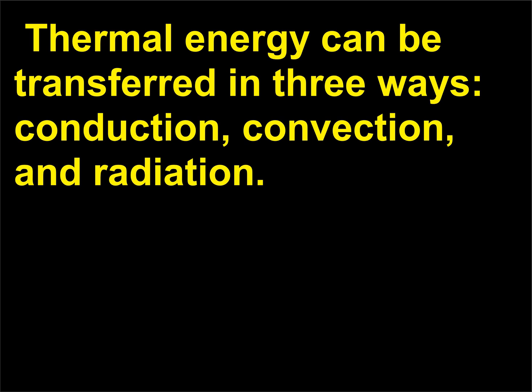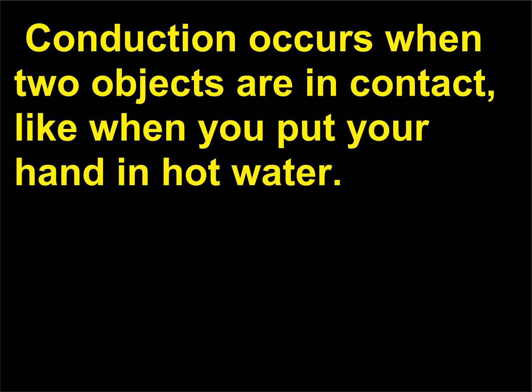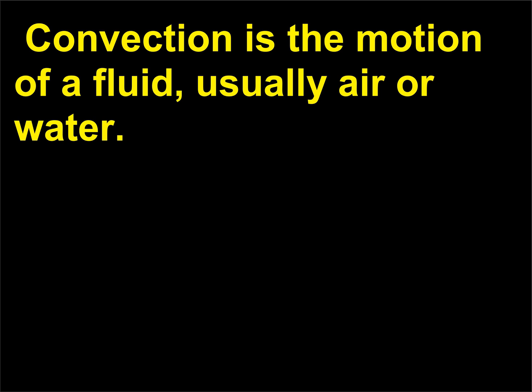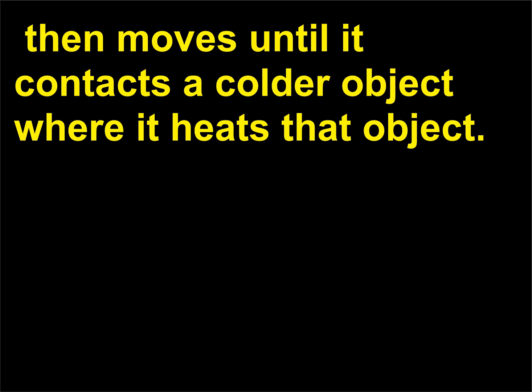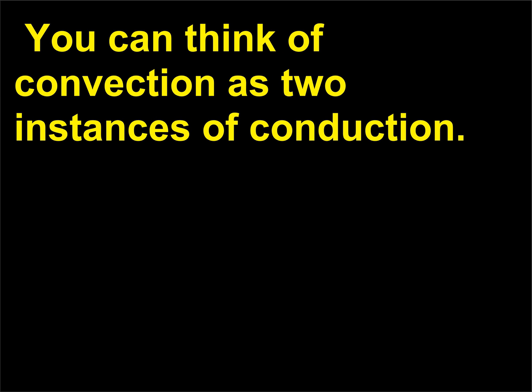Thermal energy can be transferred in three ways: conduction, convection, and radiation. Conduction occurs when two objects are in contact, like when you put your hand in hot water. Convection is the motion of a fluid, usually air or water. The fluid is heated by the hotter object, then moves until it contacts a colder object where it heats that object. You can think of convection as two instances of conduction.